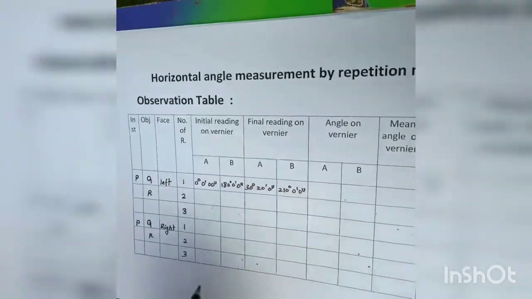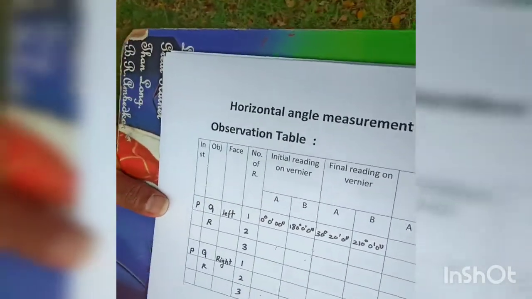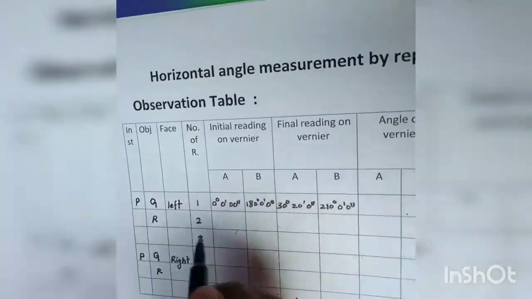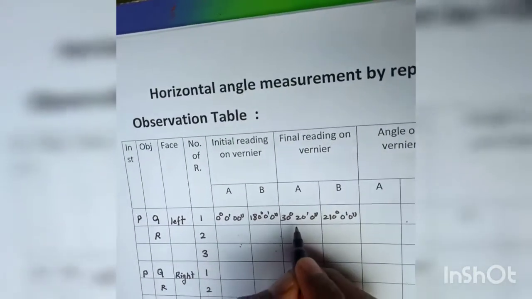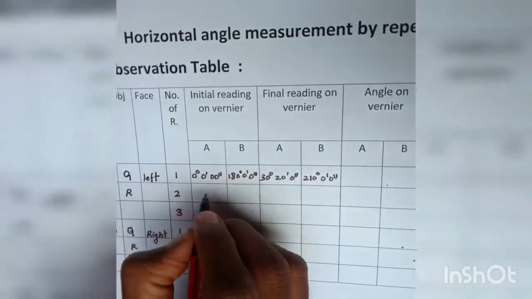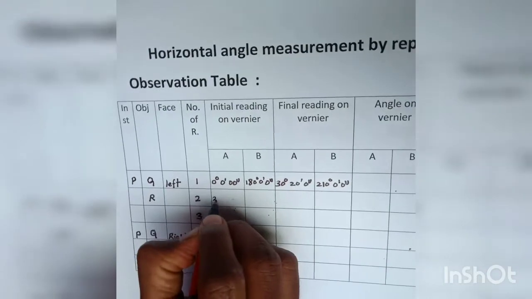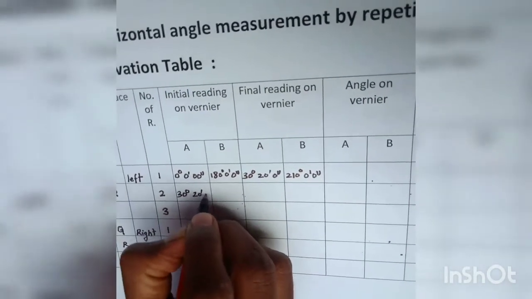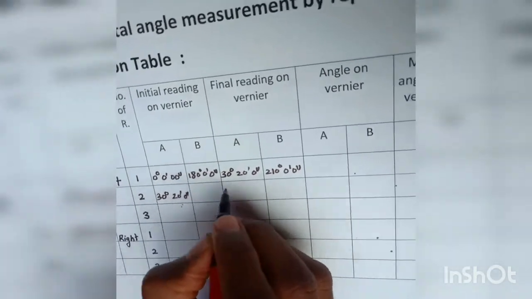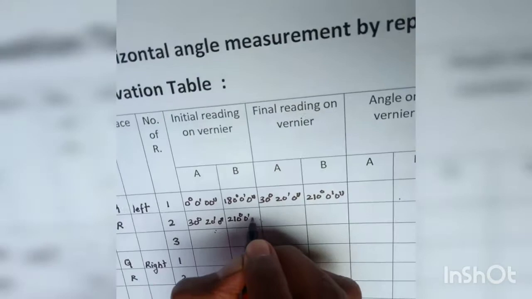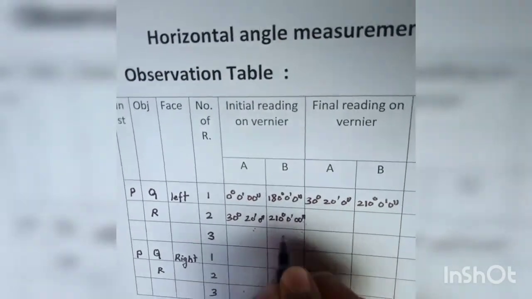That time we loosen the lower clamp. Okay, and turn your theodolite towards your first object again. So what happened? Your initial reading on vernier for the second observation will be the same, that is 30 degree 20 minute 0 second at A, and at B 210 degree 0 minute 0 second.